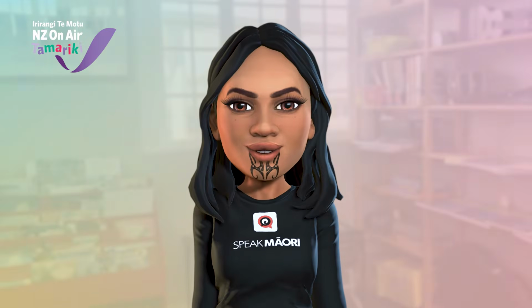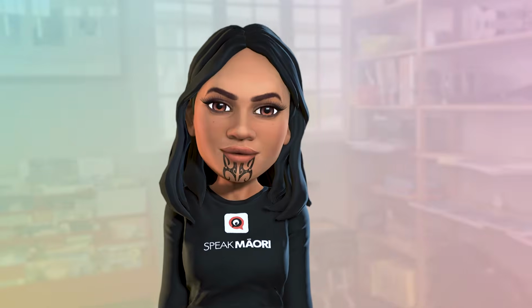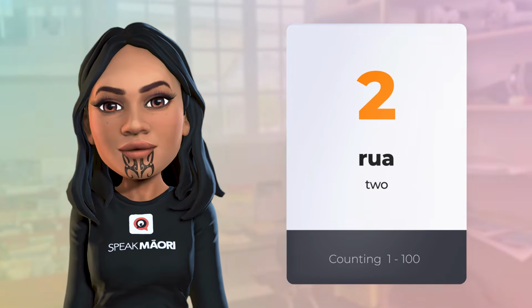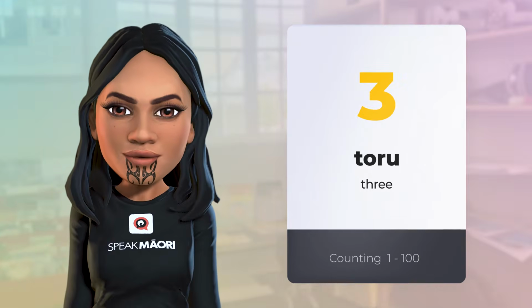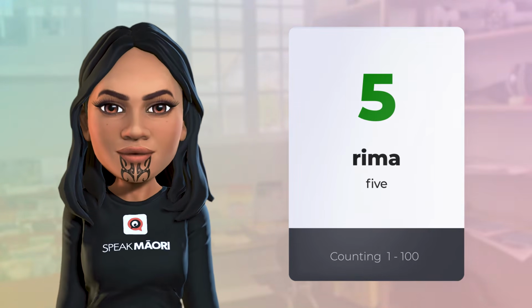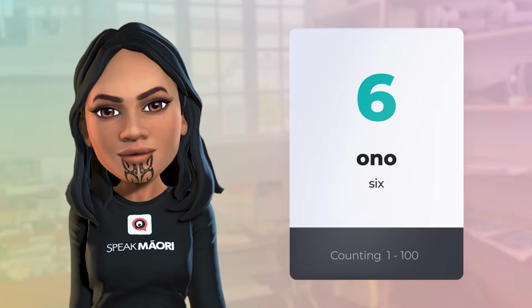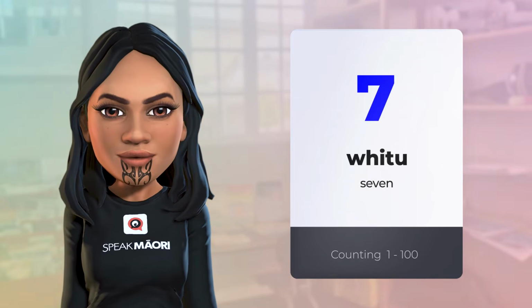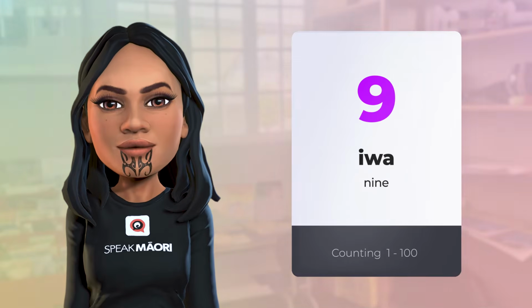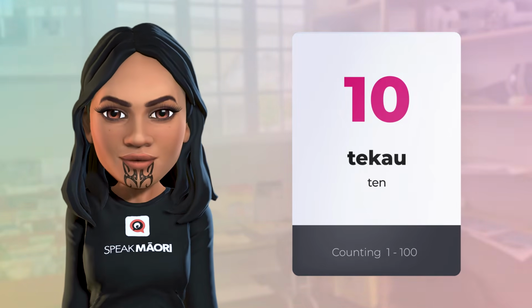In this lesson, we're going to learn to count to 100. Let's start from 1 to 10. Tahi, rua, toru, whā, rima, ono, whetu, waru, iwa, tekau.